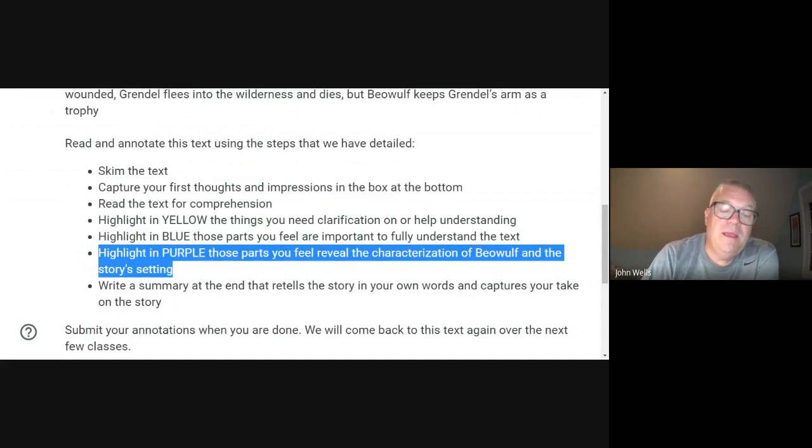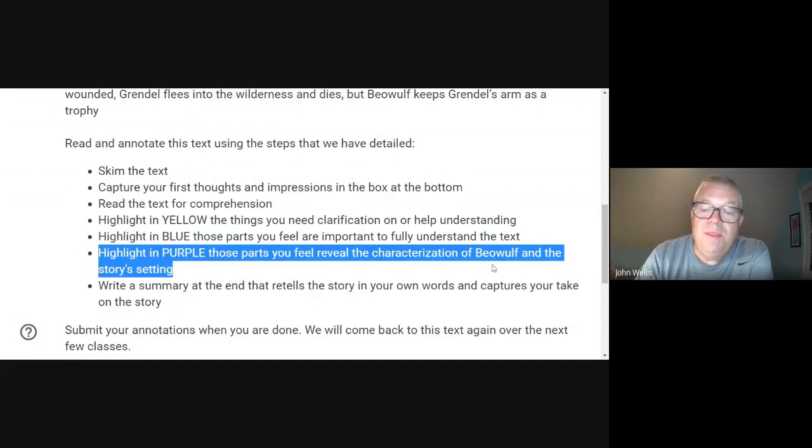You're also looking for the setting of the story, right? And that's going to be the wheres. Now, don't forget that that's typically going to be at the beginning of the story. But sometimes the story might shift, right? Like it might go from here to here to here.